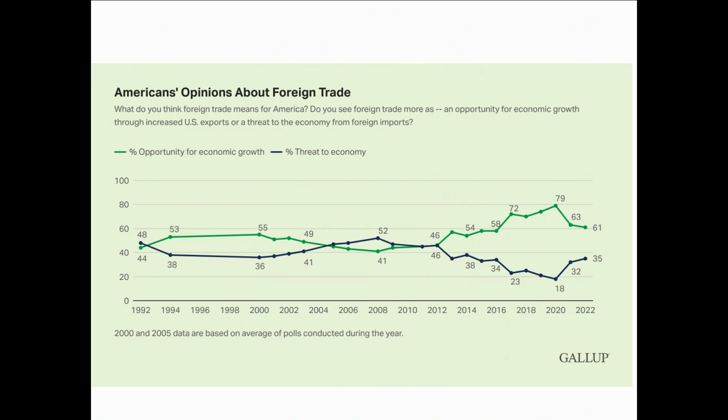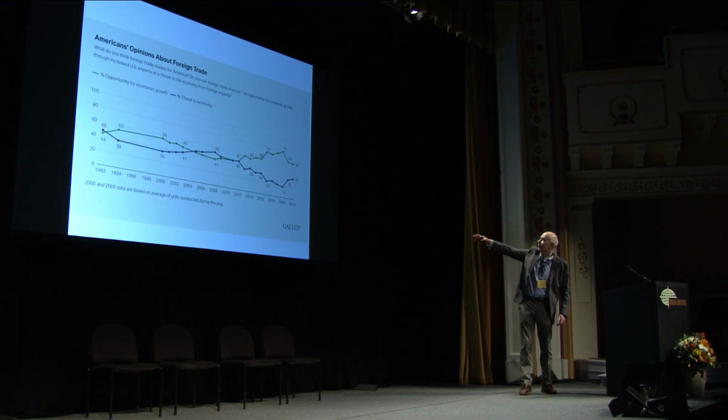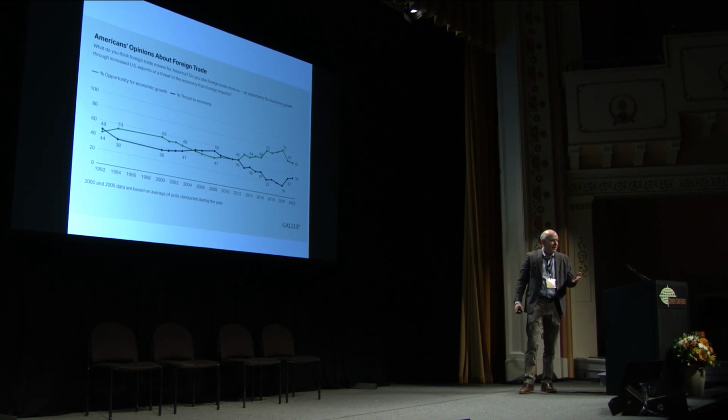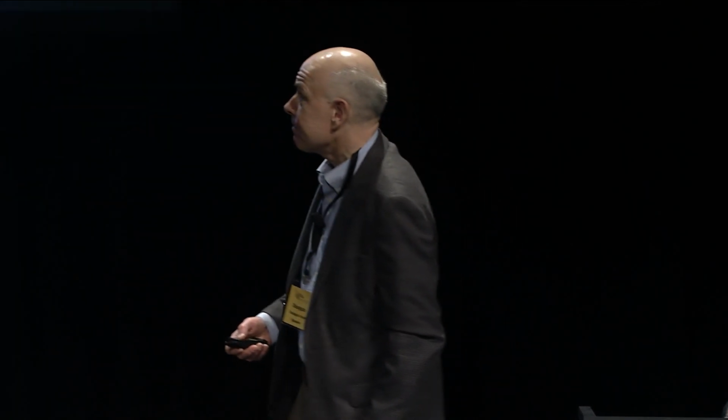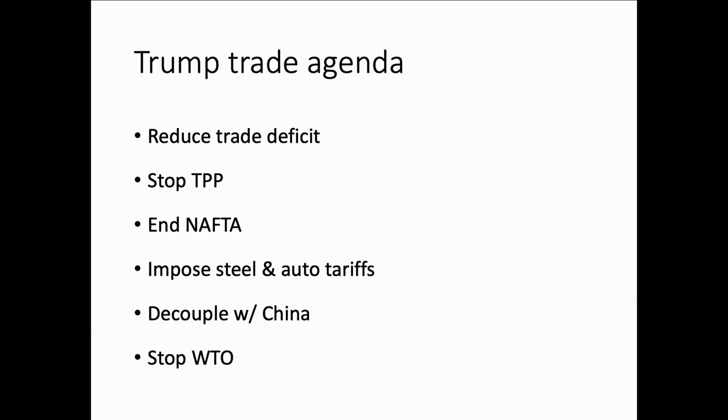President Trump did a great thing for the United States in the sense that we became much more pro. We began to appreciate trade when he started clamping down on it. And we reached 79% in 2020 thinking trade is an opportunity, not a threat to the US. But President Trump was elected, as I said, Northern Republican, very much going against the grain of traditional Republican views on trade. This was his agenda: reduce the trade deficit, stop TPP, pull out of NAFTA, impose tariffs on autos and steel to create jobs, decouple with China, stop the WTO. Quite an extensive list. So what did he do?